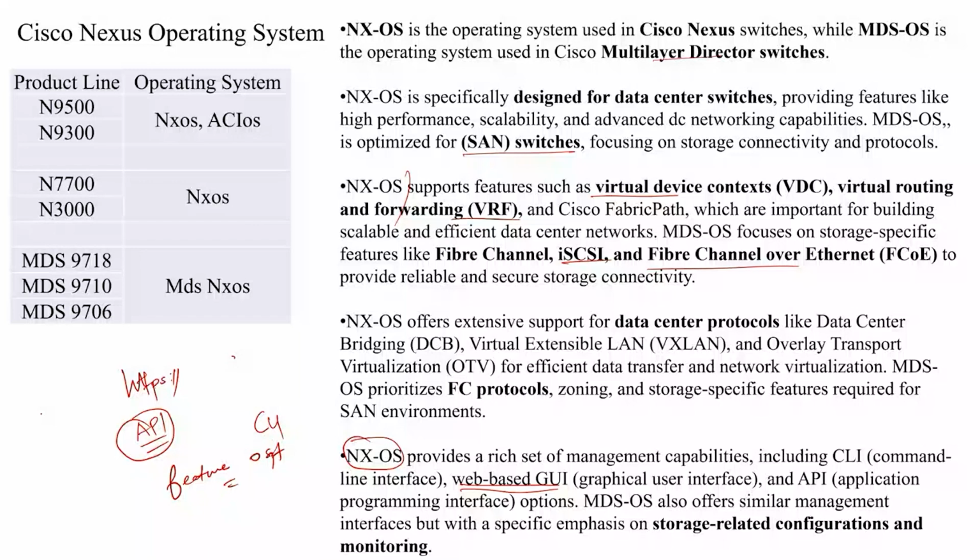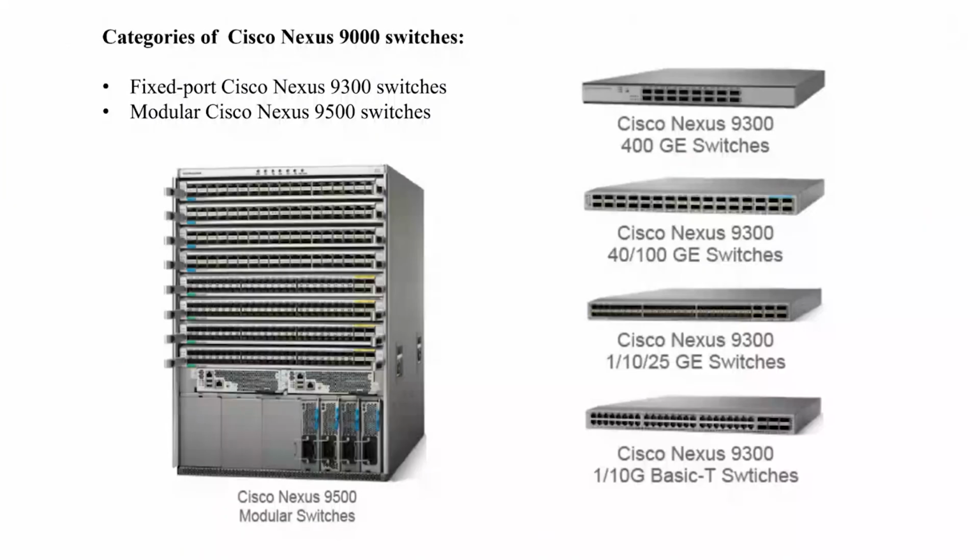So this is something about the Nexus operating system. Finally, the certain models of the 9500. So the 9500 has three models, okay? Only three models. One is 9504. The second one is 9508. And the third one is 9516.